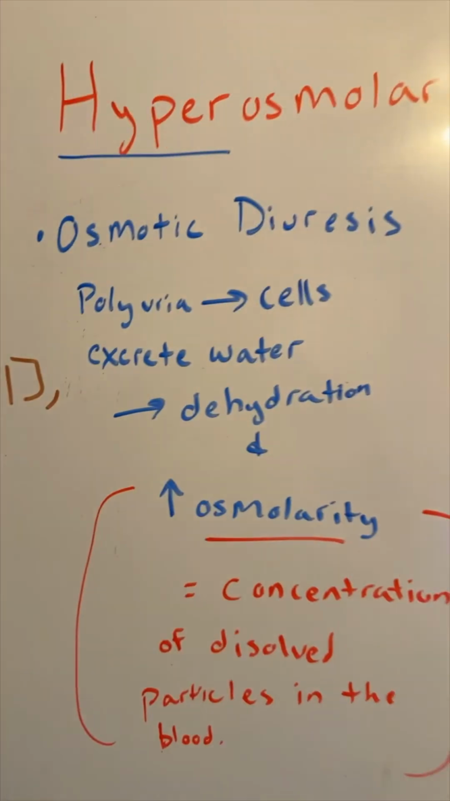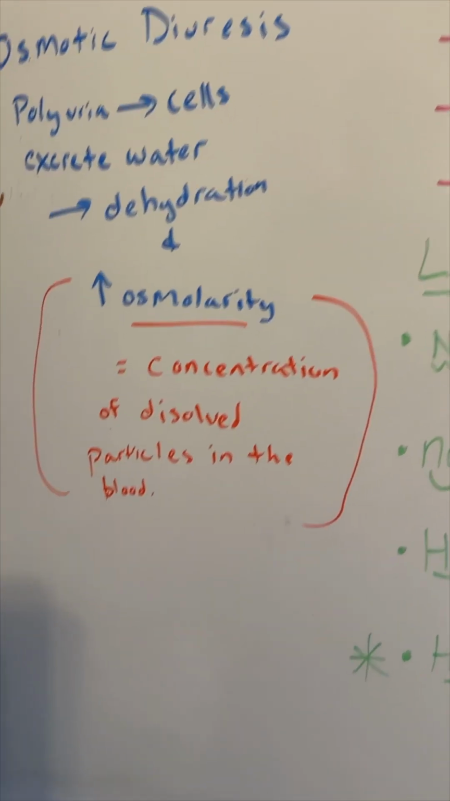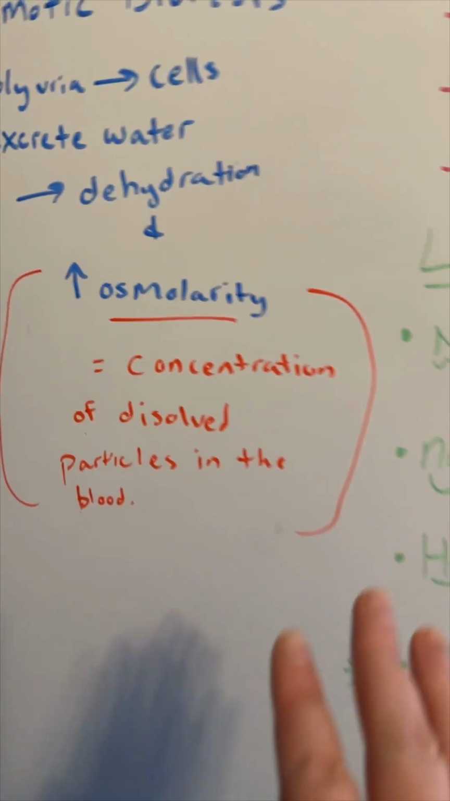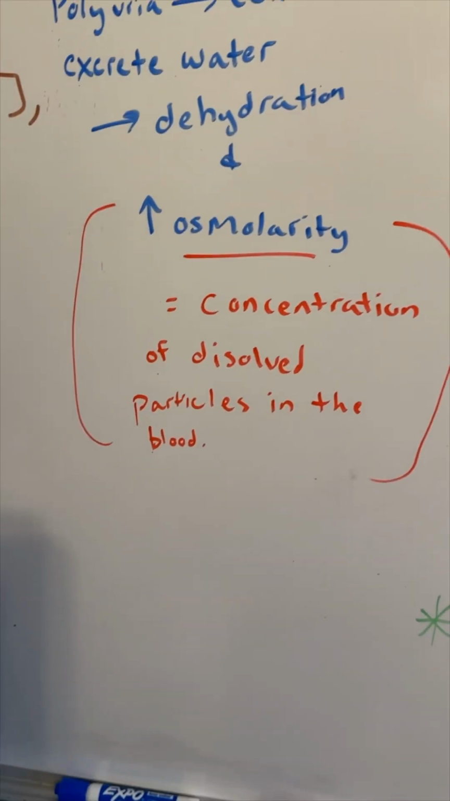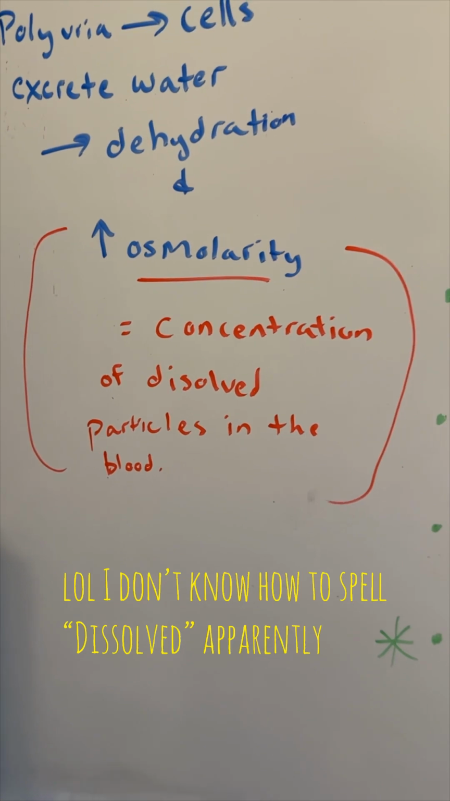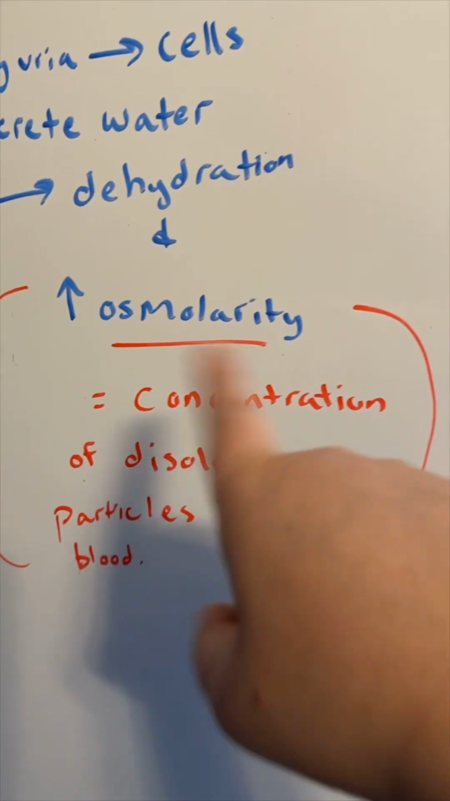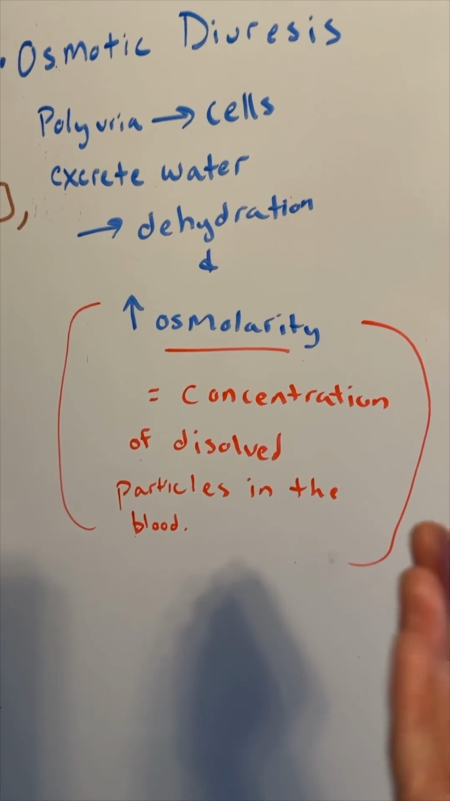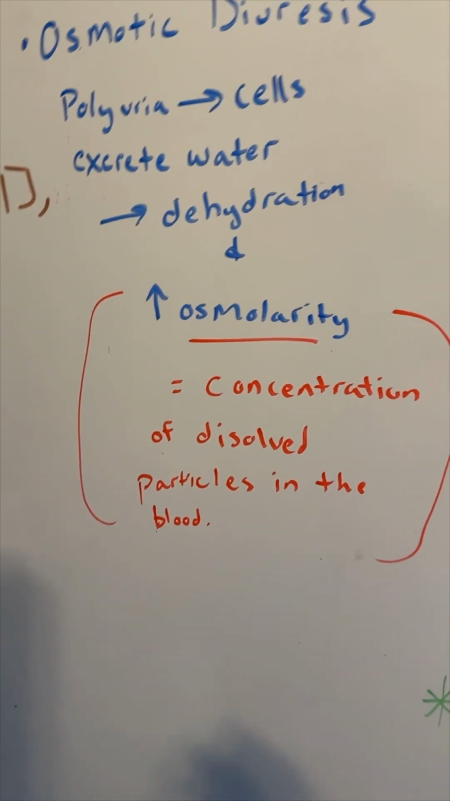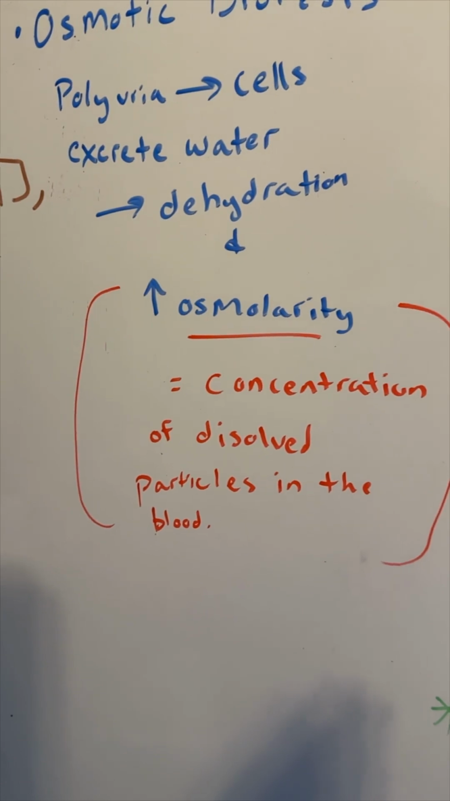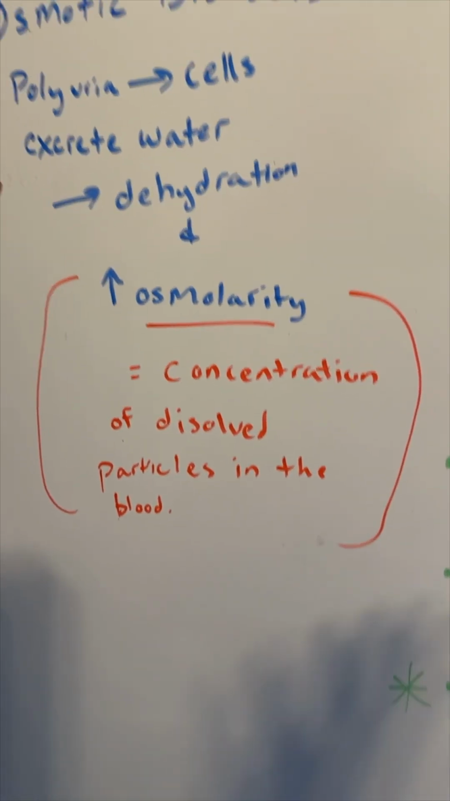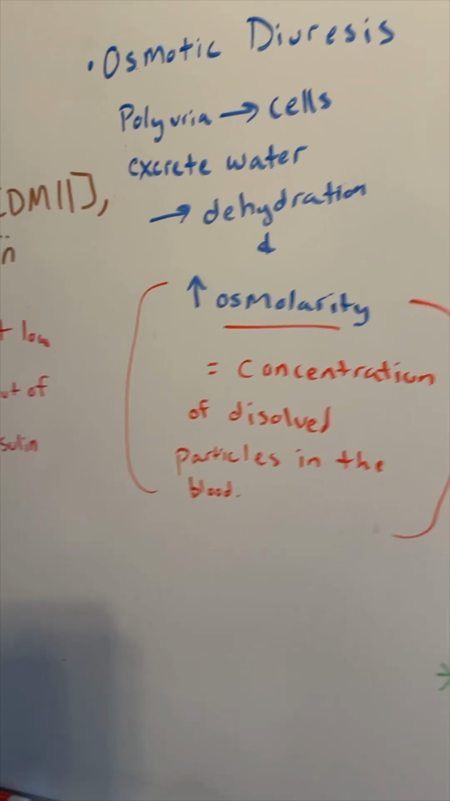So let's talk about another component of this. We talked about the hyperglycemic detail. Let's talk about what hyperosmolar means. Let's talk about what osmolarity is first of all. Osmolarity just refers to the concentration of dissolved particles in the blood. If something is a high osmolarity, there's a lot of dissolved particles in it and not as much water by comparison. If there's a low osmolarity, there's going to be a lot of water compared to the number of dissolved particles in the blood.